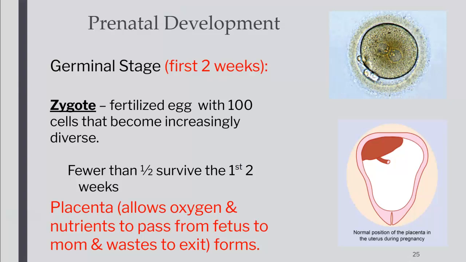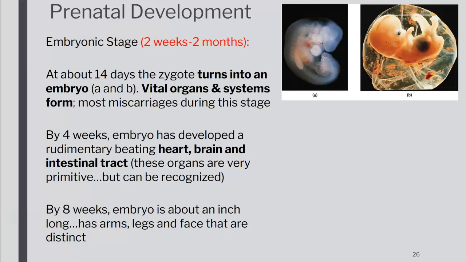And at that point, until you are made up of more than 100 cells, you're called a zygote. During this time, the placenta starts to form. The placenta is pictured here, but it's a mass of cells that line the uterus, and it serves as sort of a filter. It allows oxygen and nutrients to pass from mom to the fetus, and it also allows wastes to exit.